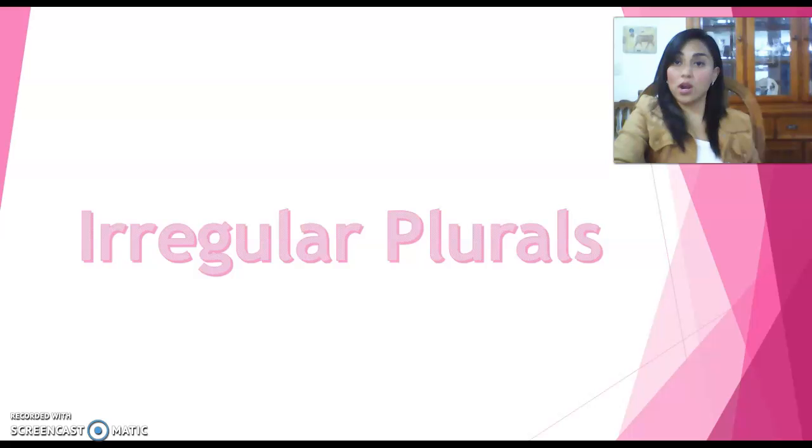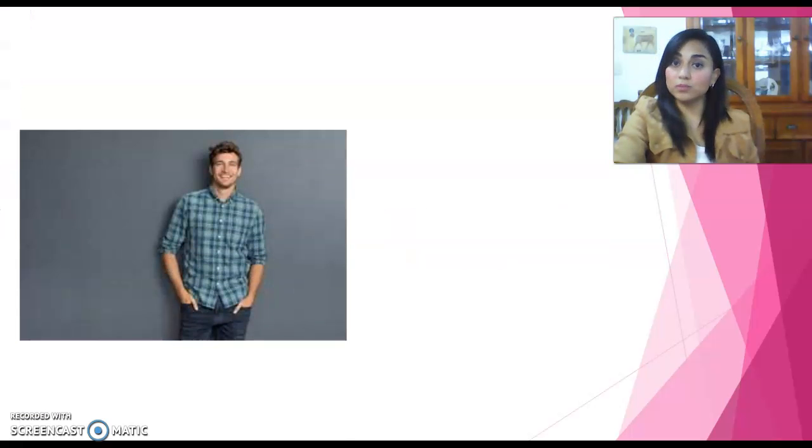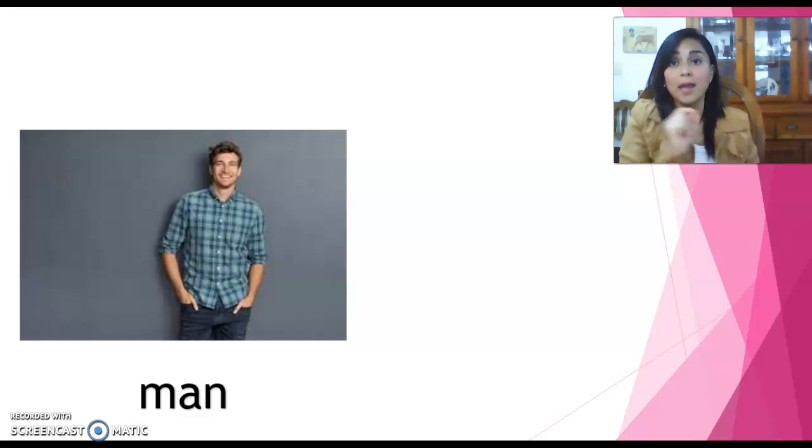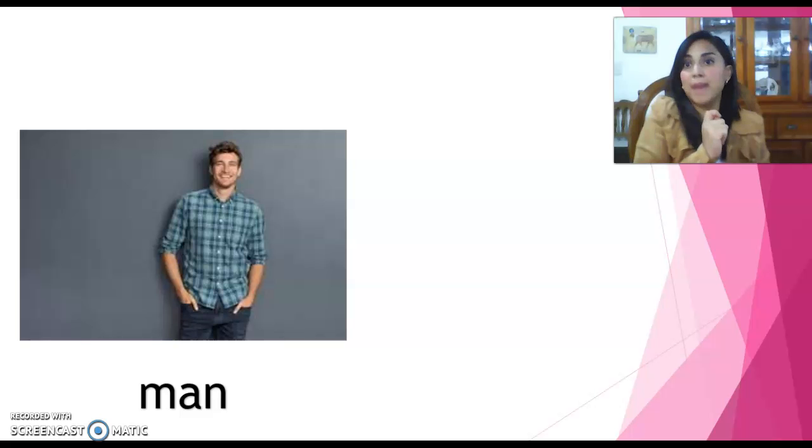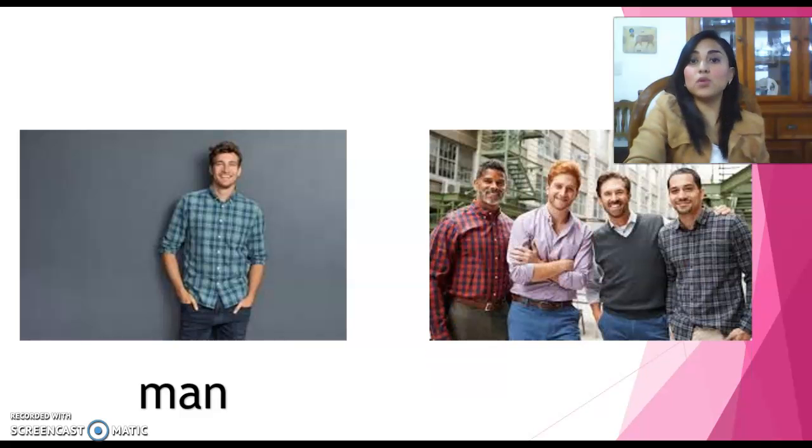Now we are going to learn the irregular plurals. Estos plurals no les tienes que agregar es al final. En estos plurals la palabra cambia por completo. For example, let's see. Here we have one man. Tenemos un hombre. Pero esta palabra, para hacerla plural, no decimos mans. Para hacerla plural, vamos a decir men.